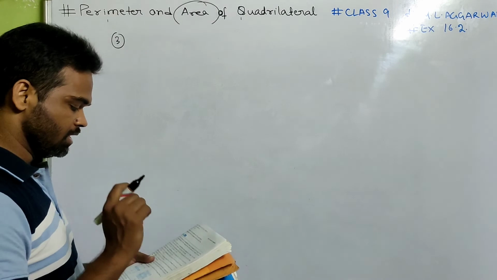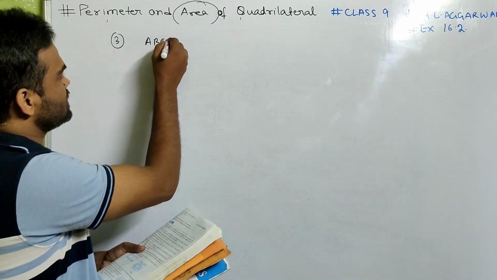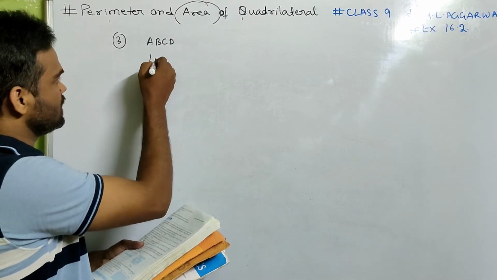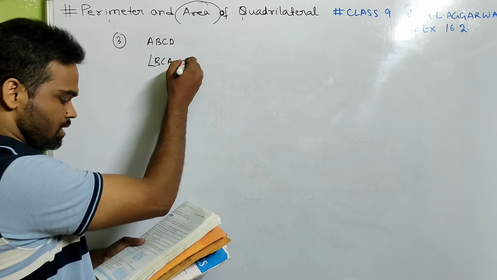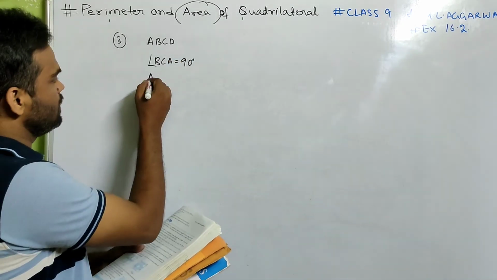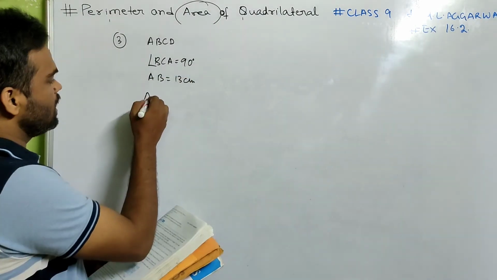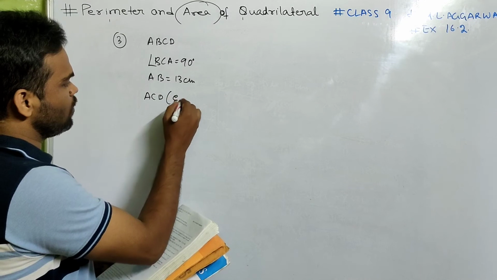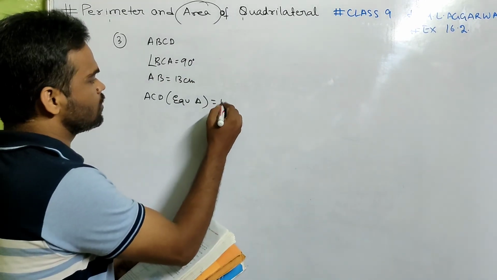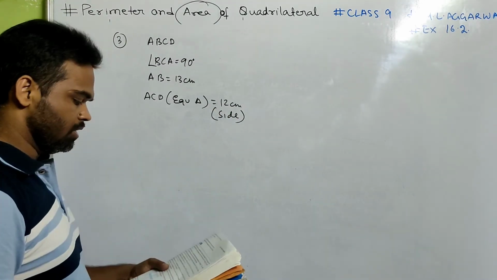Sure. We'll do the next sum, number 3. Now look at number 3. Find the area of the quadrilateral ABCD in which angle BCA is 90 degrees. AB is 13 centimeter and ACD is an equilateral triangle of side 12 centimeter. You need to find the area of ABCD.